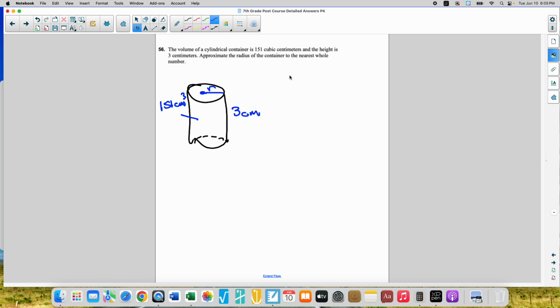And so we know that volume equals big B times H for any prism or cylinder, two base figure. Now B is the base shape. What is the shape of the base? It's a circle. So what is the formula for the area of a circle? Pi r squared times the height of the object. So let's start plugging in these values.